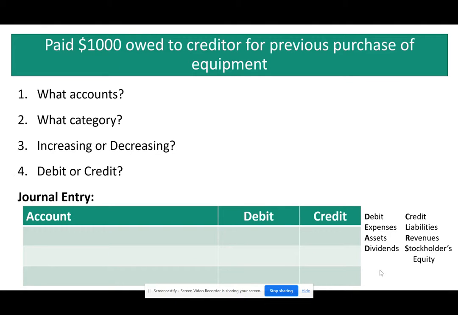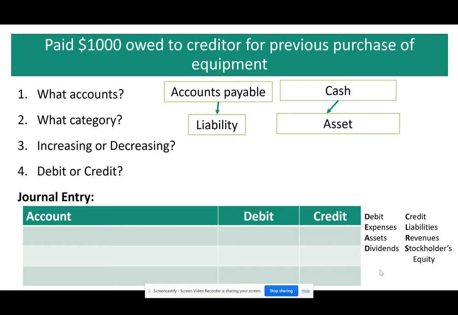Now here we are paying $1,000 owed to a creditor for a previous purchase of equipment. Remember a few examples ago, we bought some equipment on account and that created accounts payable. Now we are paying some of what we owe. So in this case, we are using cash and we are reducing our liability of accounts payable. Okay, so we know accounts payable is a liability, cash is an asset. Again, we previously owed money that created the accounts payable. Now we're paying it off, so our accounts payable goes down because we owe less money. Our cash is also going down because we're using cash to pay our bill. Okay, so in this case, both of these accounts are decreasing.